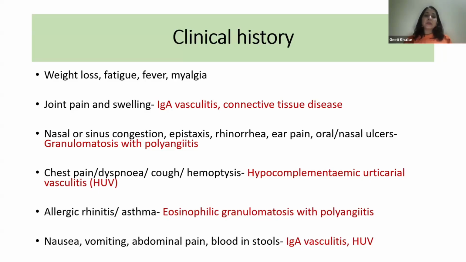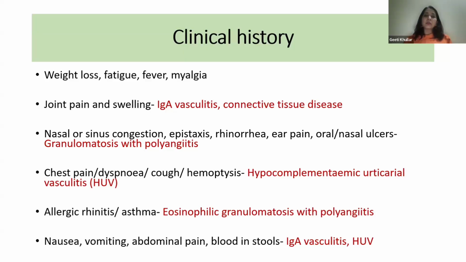Then comes the lower respiratory tract symptoms, which could be in the form of cough, dyspnea, hemoptysis, and chest pain. Now, these are because of involvement of the lungs, which is commonly seen in the urticarial type of vasculitis, the hypocomplementemic type of urticarial vasculitis.